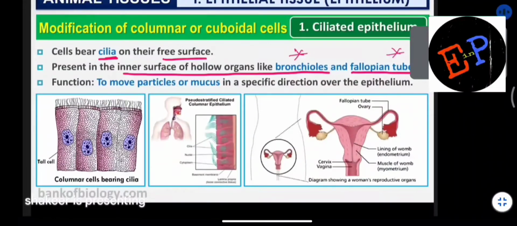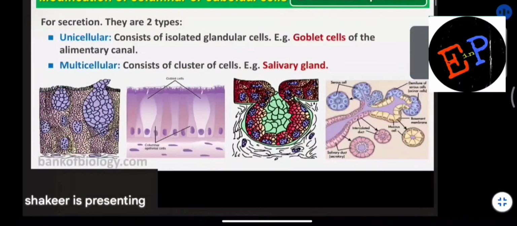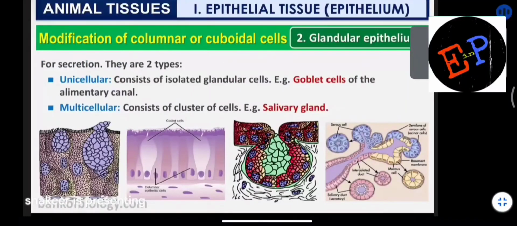What is the function of this ciliated epithelium? To move particles or mucus in a specified direction over the epithelium. To move the different particles and mucus. Mucus means a saliva kind of structure. To move them in one particular direction, these hair-like structures are responsible. Are you able to understand? That's it.